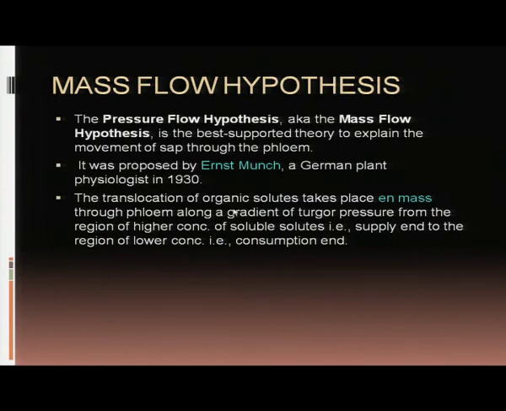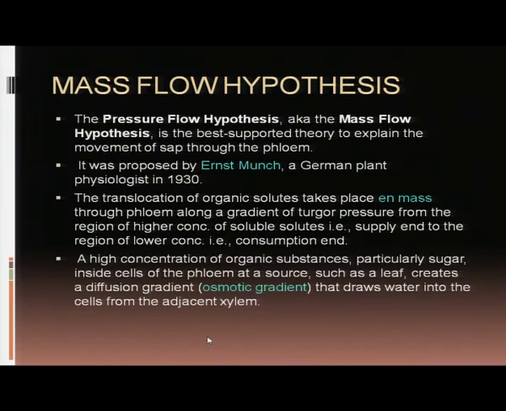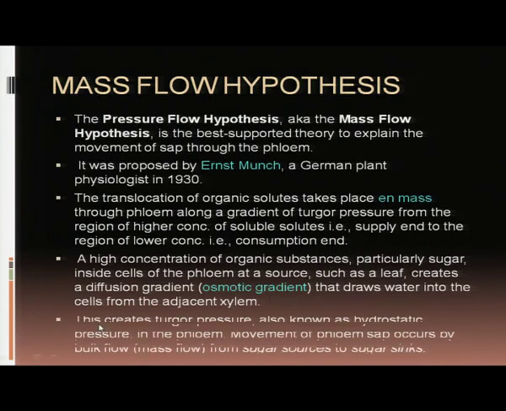It says that the translocation of organic solutes takes place en masse through phloem along a gradient of turgor pressure, from the region of high concentration of soluble solutes to the lower concentration. What happens is that when there is a high concentration of substances, especially sugar, inside the cells at the source, a diffusion gradient is created because of which water draws inside the cells. And now this water takes the materials to the sink because of the development of hydrostatic pressure.